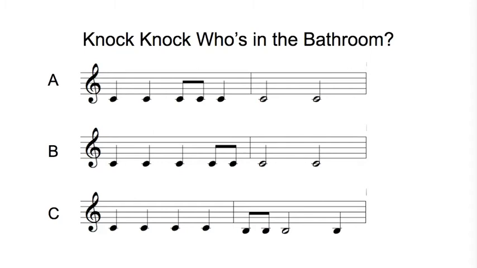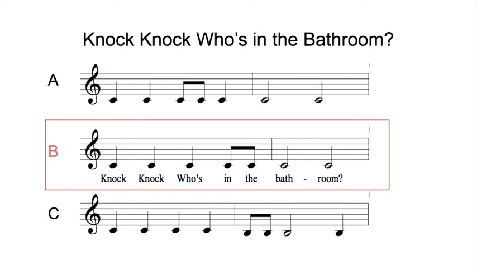The answer is, oh snap, the answer is B. How can that be the answer? Well, if you look here, it's like, knock, knock, who's in the bathroom? This would have been, knock, knock, who's in the bathroom? A little bit different. And this one would have been, knock, knock, who's in the bathroom? Or it just would have scanned really bad. I don't even know what that would be. That would be horrible. But anyway, I did B. Knock, knock, who's in the bathroom? Okay. Are you ready to try another one? All right, let's go.